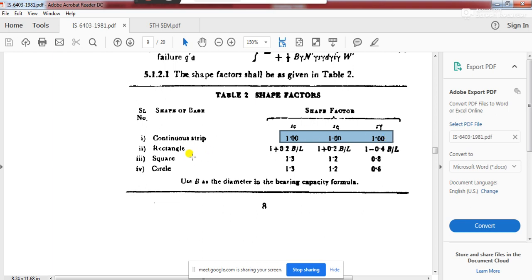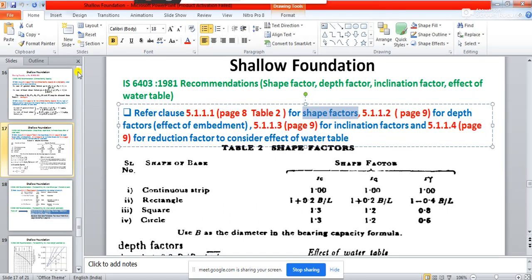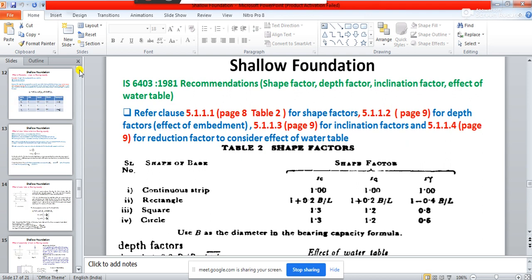Now for a rectangular footing, you notice the values of SC, SQ, S gamma will be this way: 1 plus 0.2 B by L for SC, 1 plus 0.2 B by L for SQ, and 1 minus 0.4 B by L for S gamma. If you go back to Terzaghi, the SQ values were 1 for every case, isn't it? I will just go back and show you the difference.